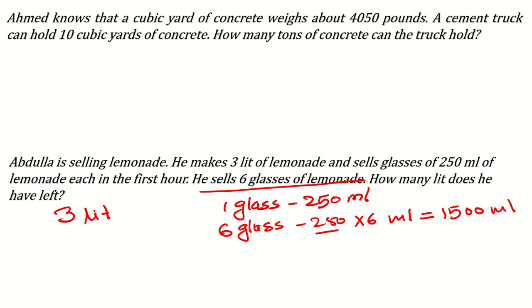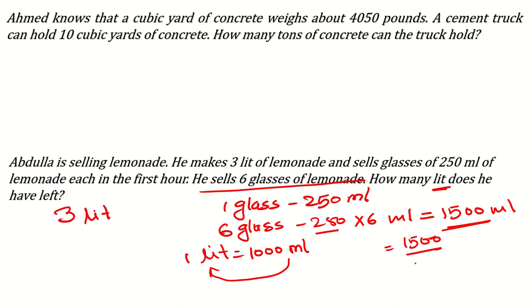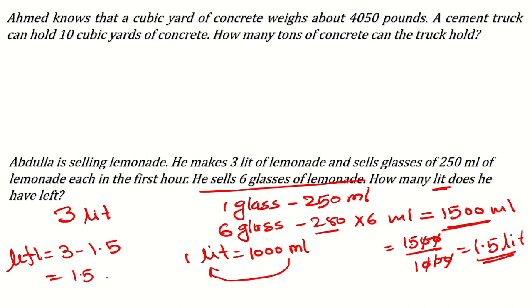So we want the answer in liters? Yes. So what will we do here? Convert this milliliter into liter. Now, 1 liter is equal to 1000 milliliters. Okay. So here again we are converting smaller into bigger. So you will divide. So this is 1500 divided by 1000. So 2 zeros cancel, 1 zero will cancel and make the decimal point here. So 1.5 liters. So this much he has used. So how much is left? So the left lemonade is 3 minus 1.5, which means 1.5 liters of lemonade is left with him.